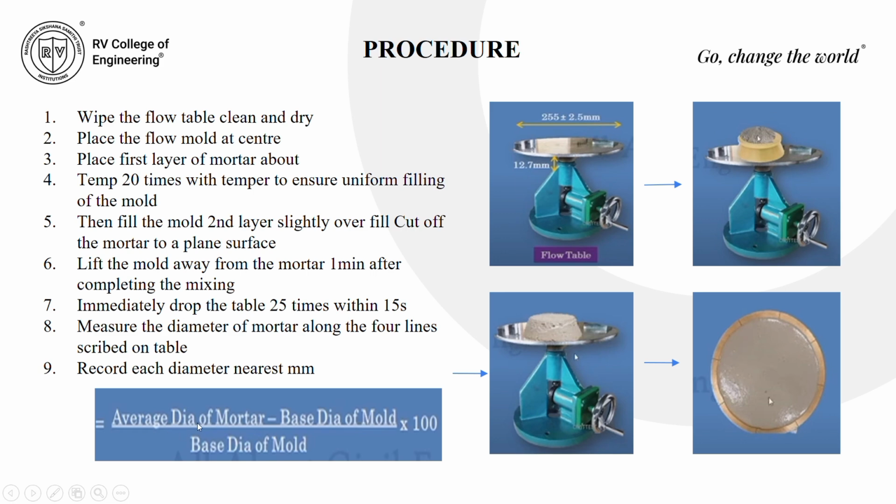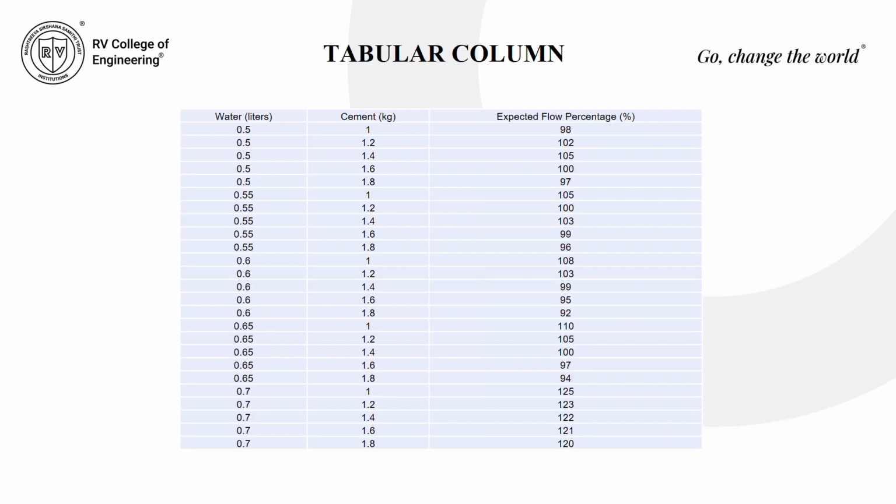To calculate the flow percentage, this is the formula: the average diameter of the mortar minus the base diameter, divided by the base diameter, into 100. This is the average diameter, and this is the base diameter, which we initially measured. This gives the flow percentage of the mortar.